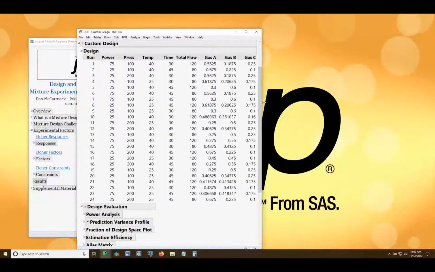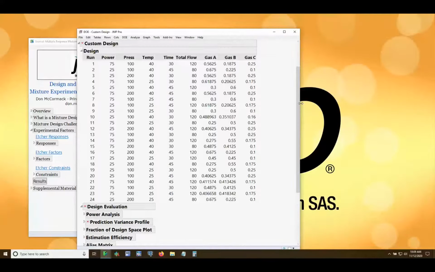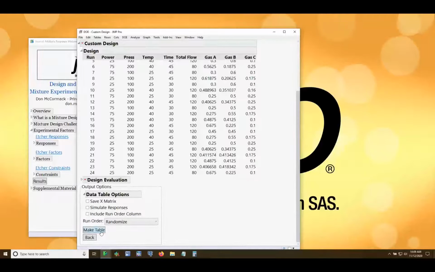All right. Now, what I would do at this point is I've got my design here. I would probably save my design to a table. So I'm going to make my table.